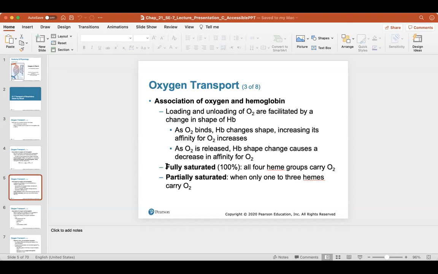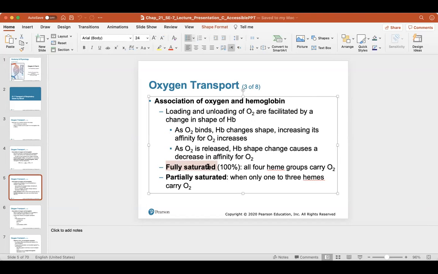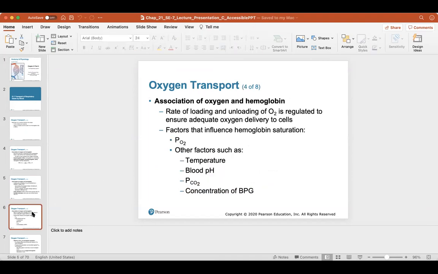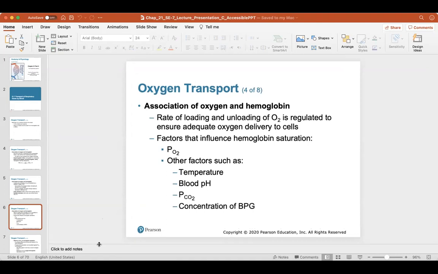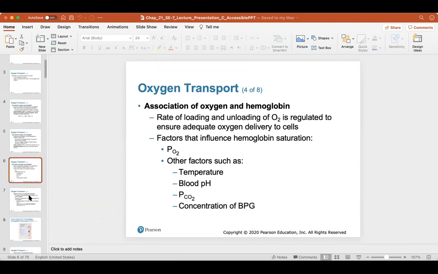If we say hemoglobin is fully saturated, that just means that all 4 heme groups in the hemoglobin are carrying oxygen. And partially saturated means when only 1 to 3 heme groups are carrying oxygen. The rate of loading and unloading of oxygen to the tissues is regulated to ensure that there's adequate oxygen delivery to all the cells. So there's several factors that influence hemoglobin saturation: the partial pressure of oxygen, and then other factors like your temperature, your blood pH, the partial pressure of carbon dioxide, and also the concentration of BPG, which is what we'll talk about.